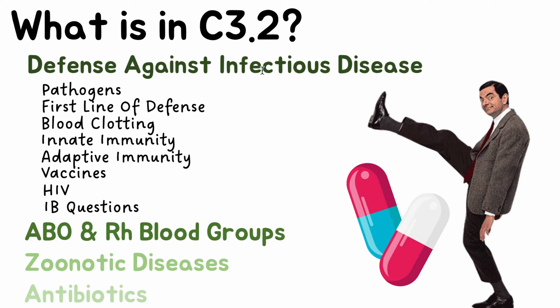This is the last video in the C3.2 section that we need to cover. There are 4 videos that I made, and the biggest one was Defense Against Infectious Disease. A lot of super important things were covered there. I also made a video on ABO and RH blood groups, and one on zoonotic diseases, and now we have this last one, antibiotics. This is all the videos you'll need for C3.2. So let's just get started.